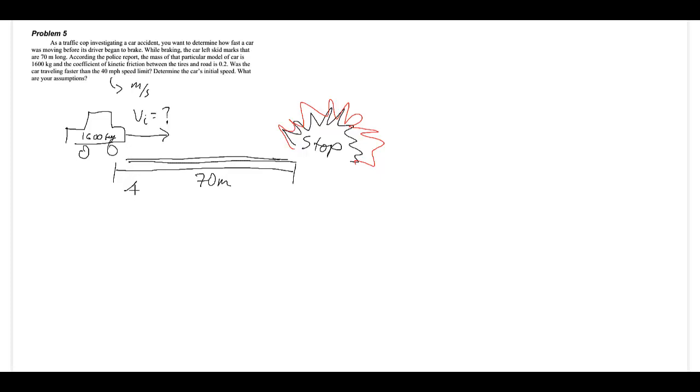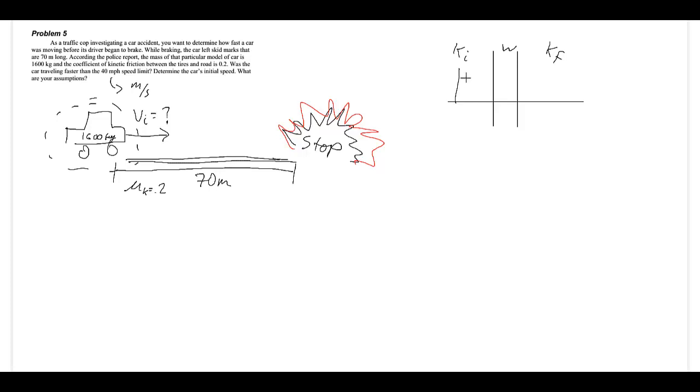And we know that mu kinetic in this case is going to be 0.2, right? The coefficient of kinetic friction, excuse me. So I'm going to draw a bar chart for the situation where the system is our car. There we go. So just to be brief, I'm not going to include gravitational potential energy in this just because there's not any, it's just sliding.